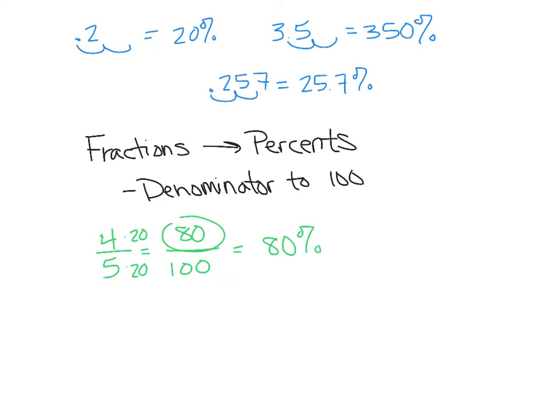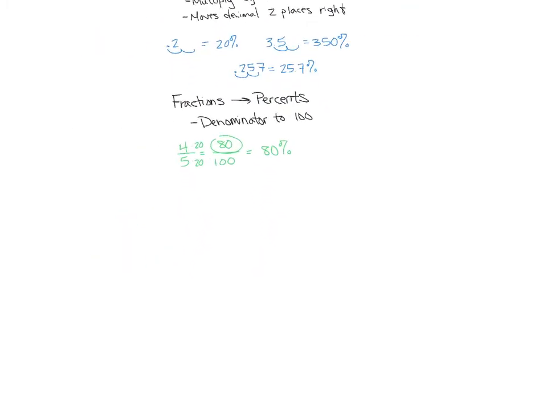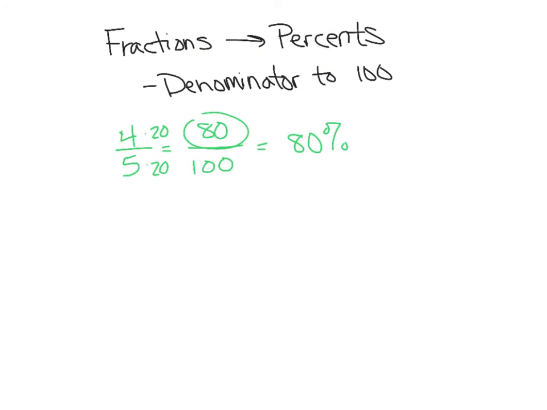Okay? Or if we have 3/10, make an equivalent fraction with a denominator of 100. We multiplied 10 by 10, so we multiply 3 by 10 and get 30. So since our denominator is 100, our percent is 30%.